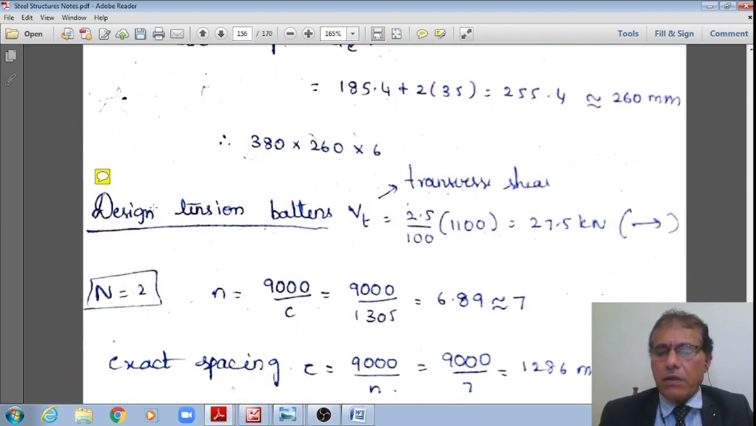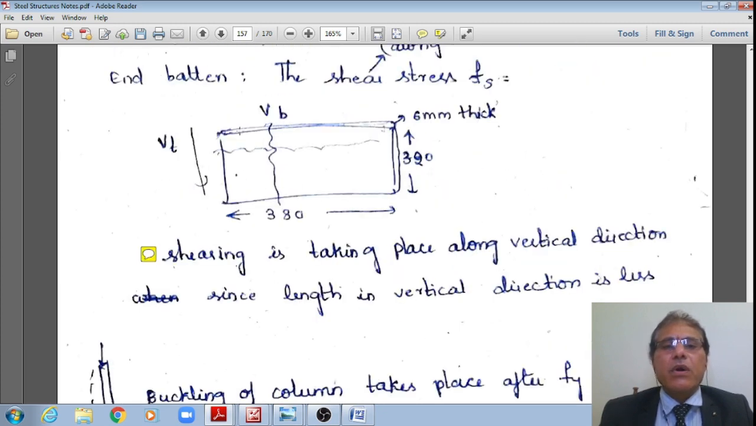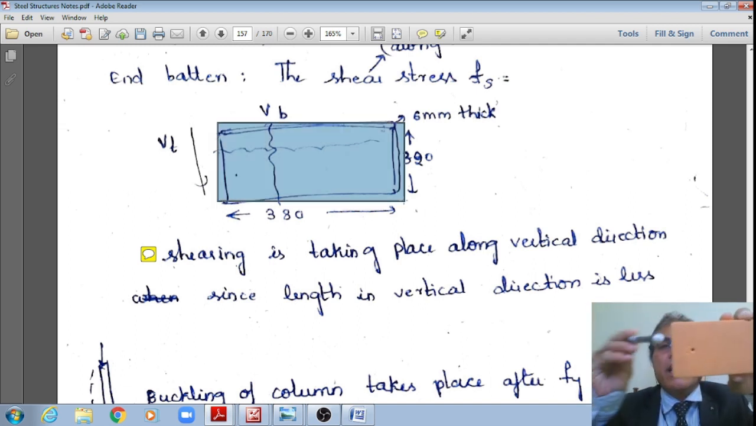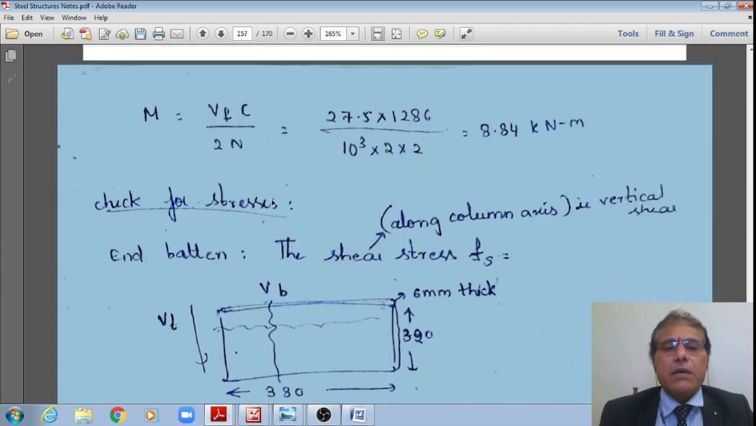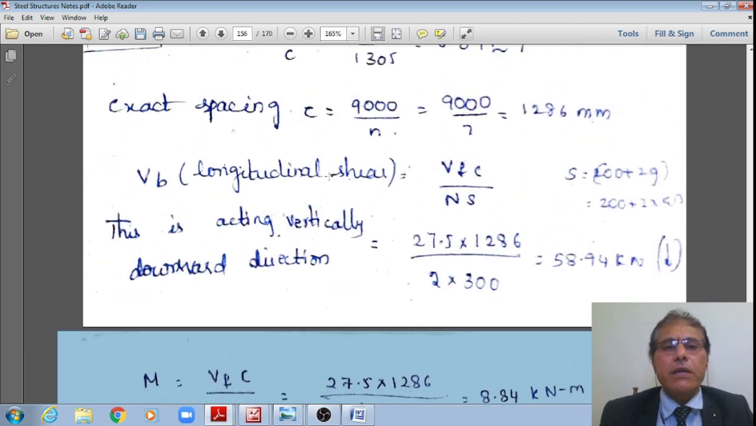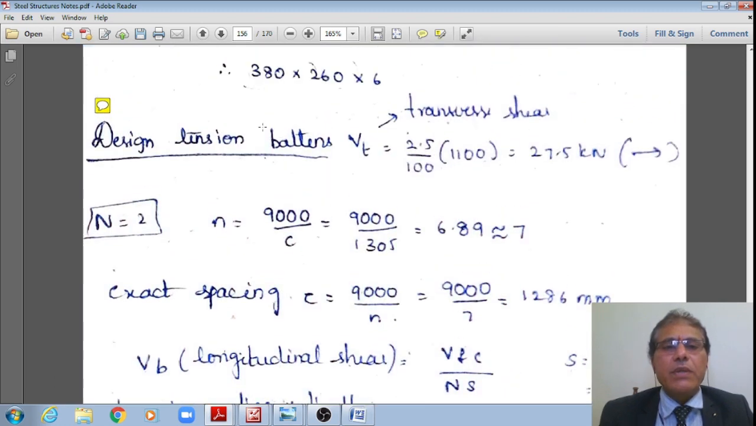This is how the figures look. For the end plate I am using 380 mm length, a depth of 320 mm and a thickness of 6 mm. Similarly, you see the intermediate plate also. Now next, once I fix this, let me go to the design.